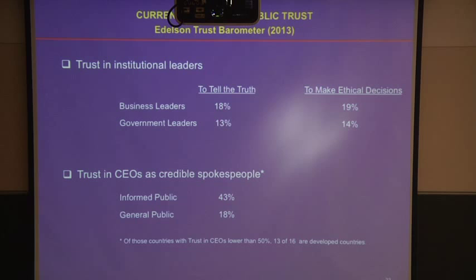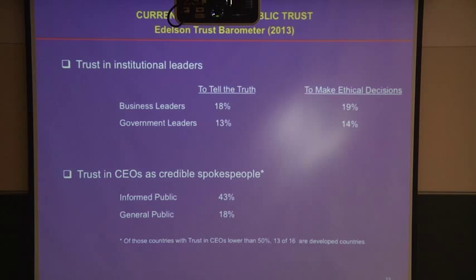Okay. Trust in institutional leaders. Are these numbers high or low, Dan? Pretty low. Are they very low? Yeah. Okay. They're very low. So this trust thing, okay. Trust in CEOs as credible spokesmen. Now, this has to do with they've surveyed the informed public versus the general public. What's the informed public? Oh, that's a good question. These are proxies for the informed. Basically, what they've done is survey executives who have a certain level of education and income, and they assume that that correlates with being informed.